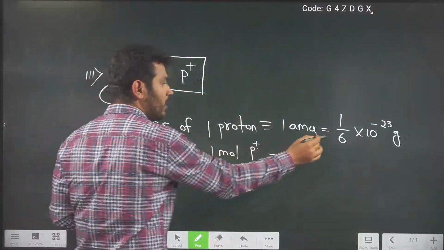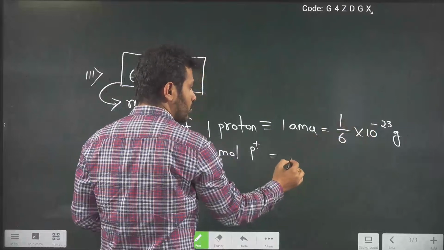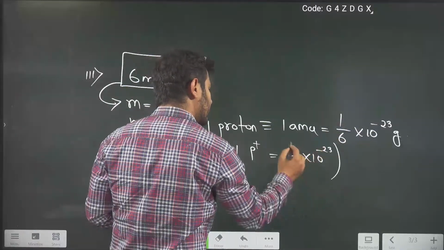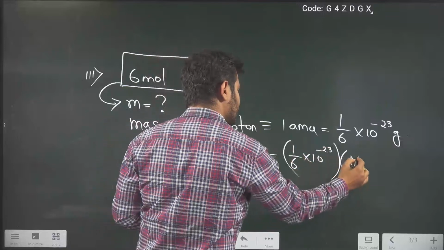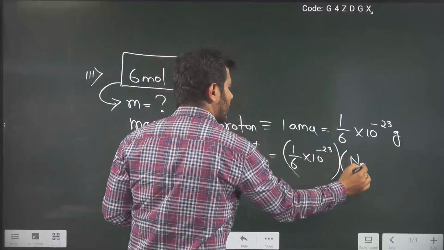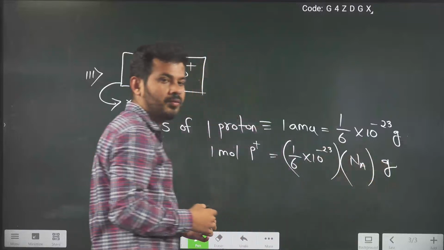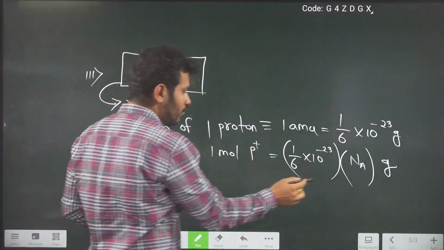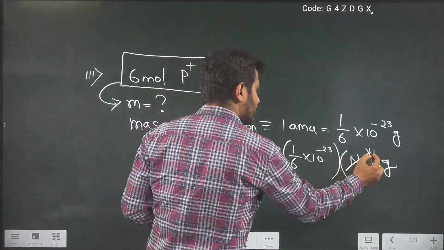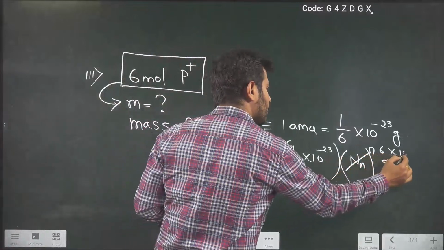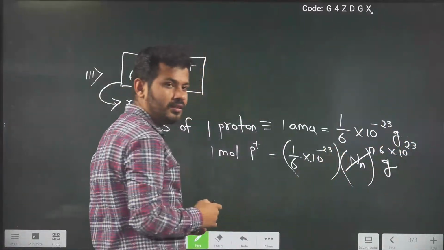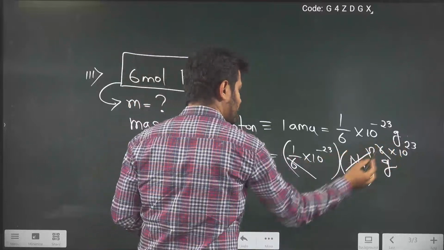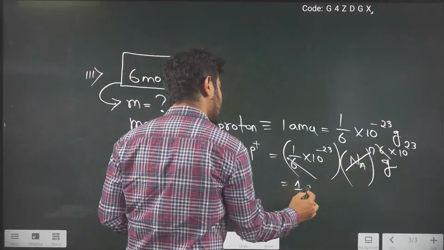1 mole proton will be this into 1 mole. So 1 by 6 into 10 to the power of minus 23 into 1 mole, which contains Avogadro's number, this much gram. Is it clear? Now what is Avogadro's number? Avogadro's number is 6 into 10 to the power of 23 for rough calculation. If you cancel, 6 cancels, 10 to minus 23 and 10 to plus 23 cancel, it is 1 gram.